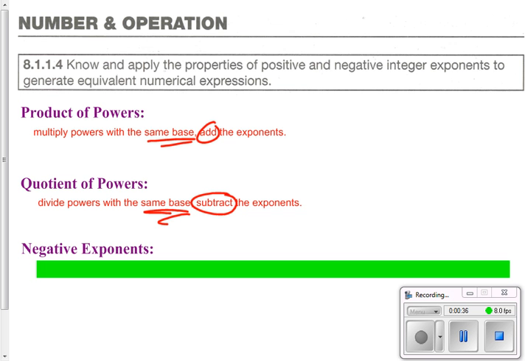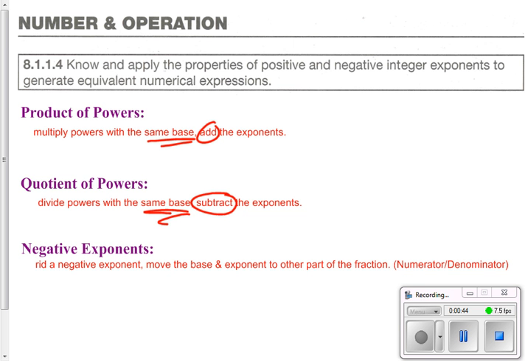And then negative exponents, sometimes your answers will say you cannot represent with using a negative exponent. Here's a simple rule here. To rid a negative exponent, move the base and the exponent to the other part of the fraction. So if it's in the numerator, you move it to the denominator. If it's in the denominator, you move it to the numerator. And what you move is the base and the exponent. And when you move it, it gets rid of the negative exponent.